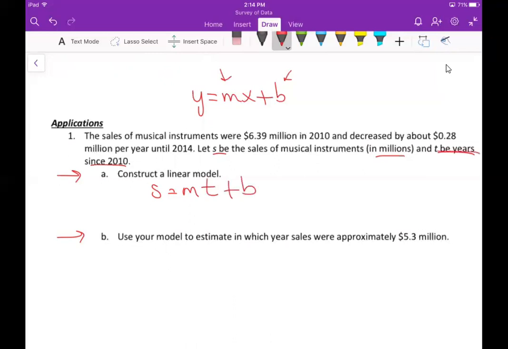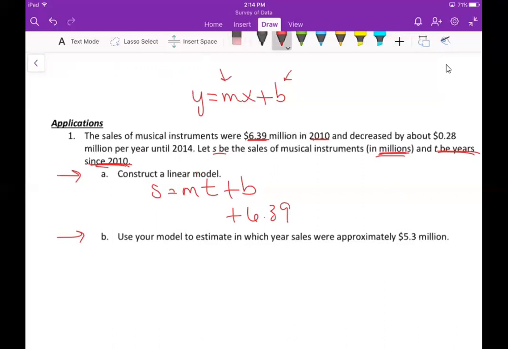Now T is years since 2010. That would mean whatever I sold in 2010 is my initial value. So since I sold 6.3 million and my output is in millions, this B value here will be 6.39, since that's exactly what I sold in my initial year, which was 2010. Now I have that one number left, which is probably going to be what I need to use for M. M's kind of always the harder one to find.